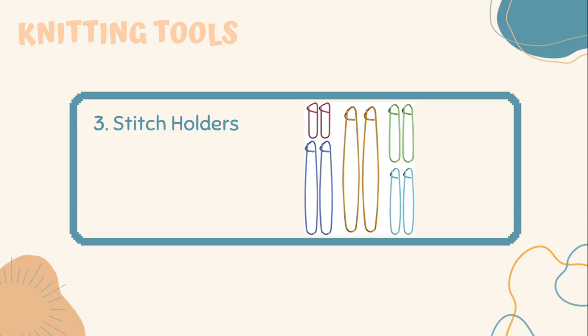For example, when shaping the neck hole of a sweater, the stitch holder is placed on the group of stitches used to make the neck hole, and the needles are used to continue to make the stitches on either side.